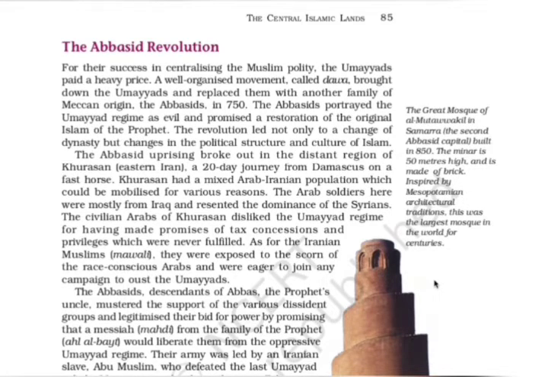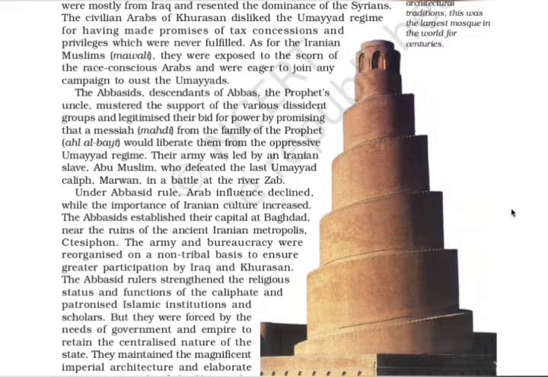The Abbasid Uprising broke out in the distant region of Khurasan, eastern Iran, a 20-day journey from Damascus on a fast horse. Khurasan had a mixed Arab-Iranian population which could be mobilized for various reasons. The Arab soldiers here were mostly from Iraq and resented the dominance of the Syrians. The civilian Arabs of Khorasan disliked the Umayyad regime for having made promises of tax concessions and privileges, which were never fulfilled. As for the Iranian Muslims, Mawali, they were exposed to the scorn of the race-conscious Arabs and were eager to join any campaign to oust the Umayyads.